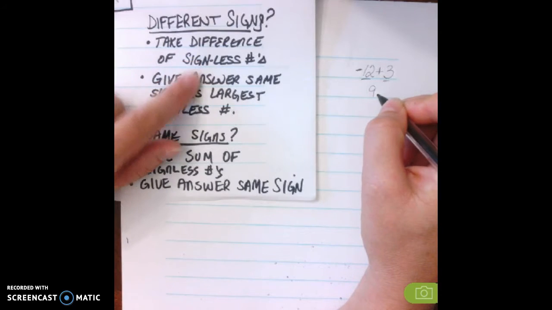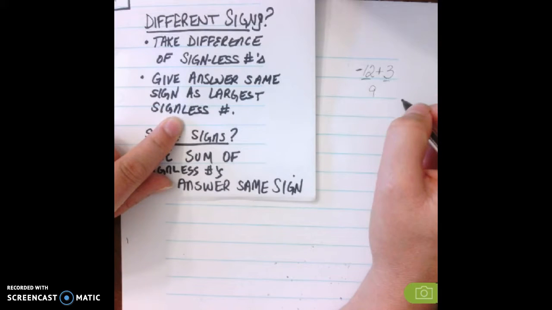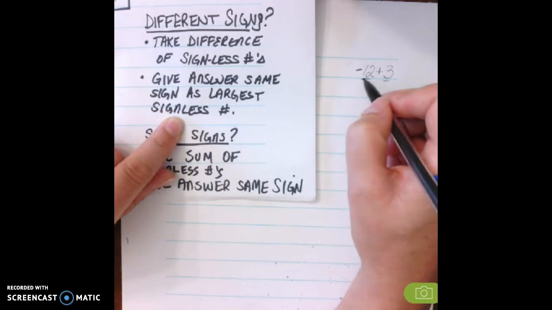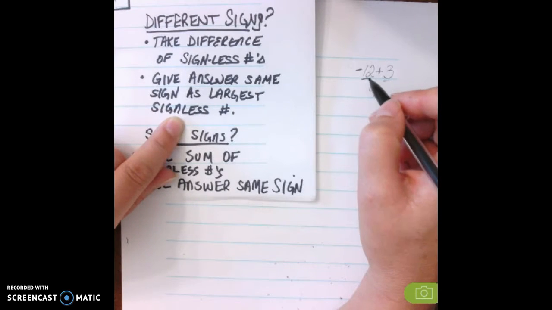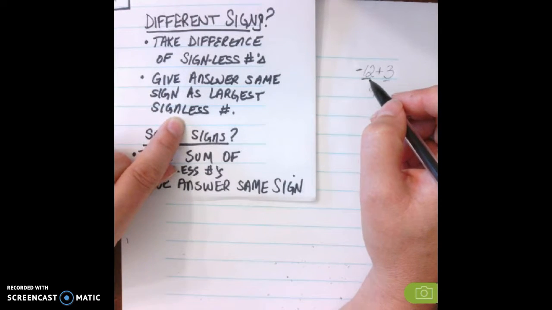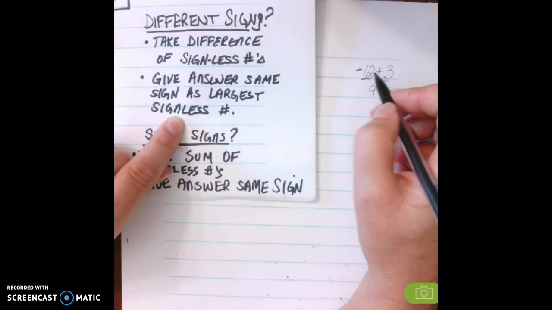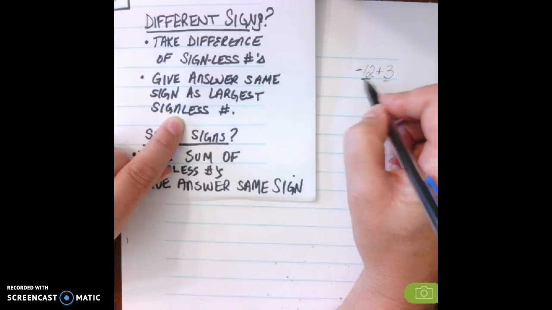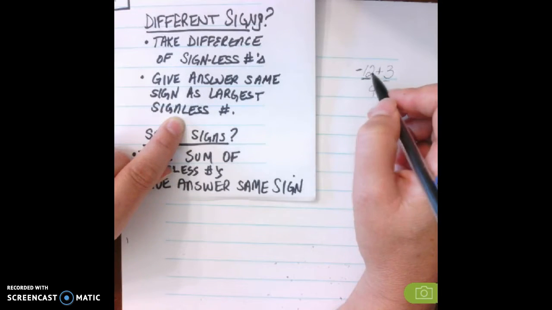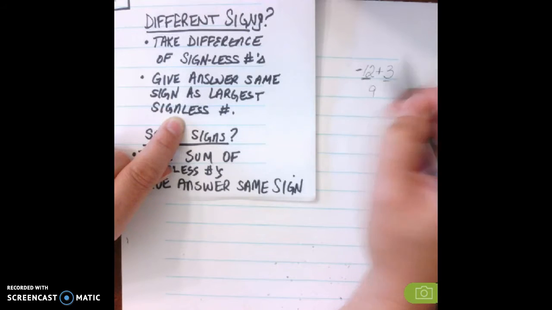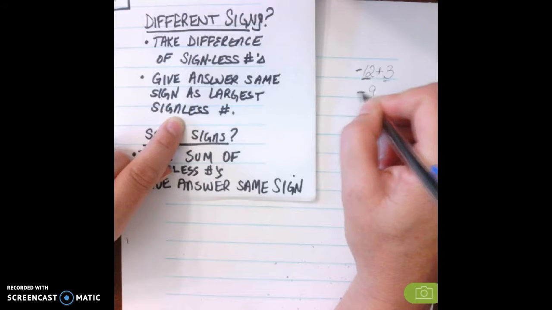But my answer is going to have the same sign as the largest signless number. So 12 is my largest number without a sign. We could also say absolute value if you're familiar with absolute values. A signless number is simply an absolute value, but 12 is the biggest signless number, and there's my puppy barking. 12 is the biggest signless number, and its sign is a negative, so that's going to be negative 9.